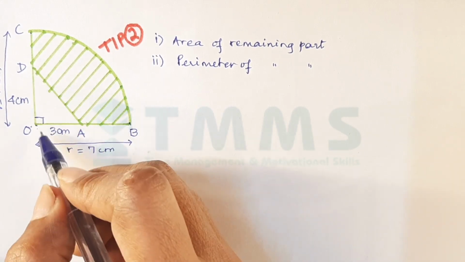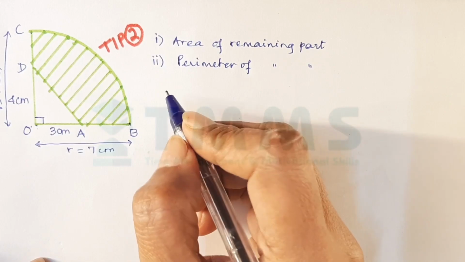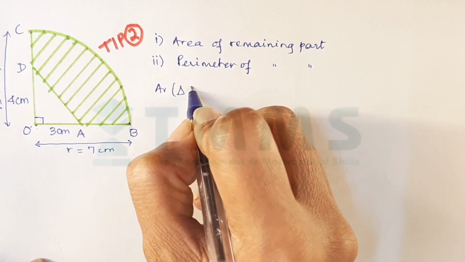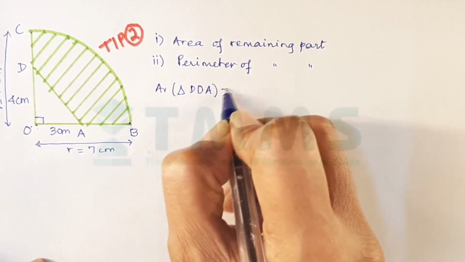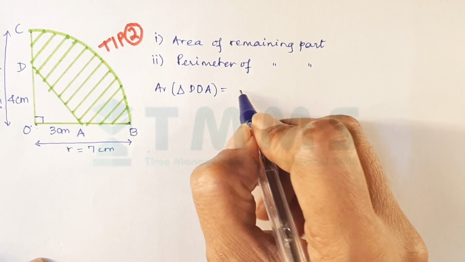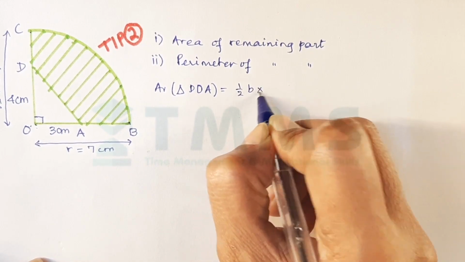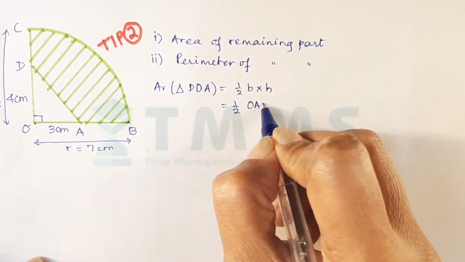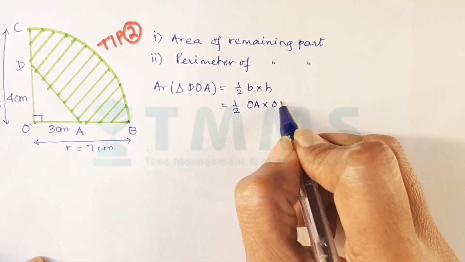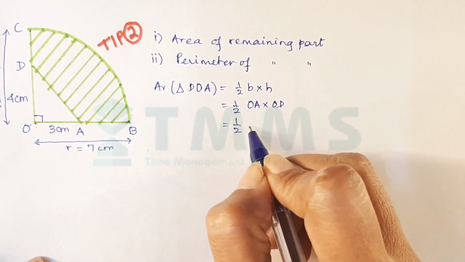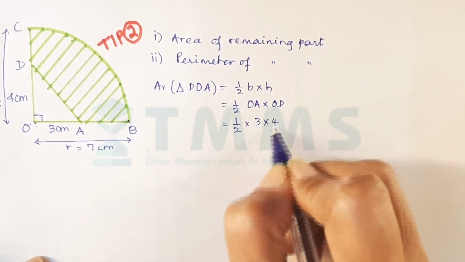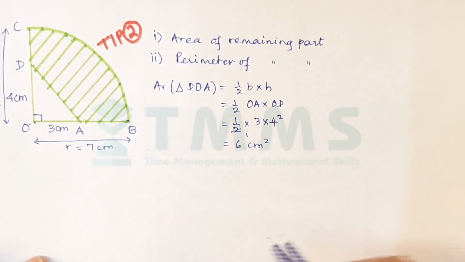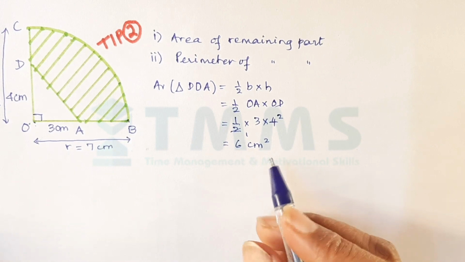Alright, so we are going to first find the area of the triangle. So in our solution, we will write area of triangle DOA. You remember the formula for the triangle? The area is half base into height. So half into OA multiplied by height, which is OD. That gives us half into 3 into 4. That will give us 6 centimeters square. Everybody's clear with this? Alright.